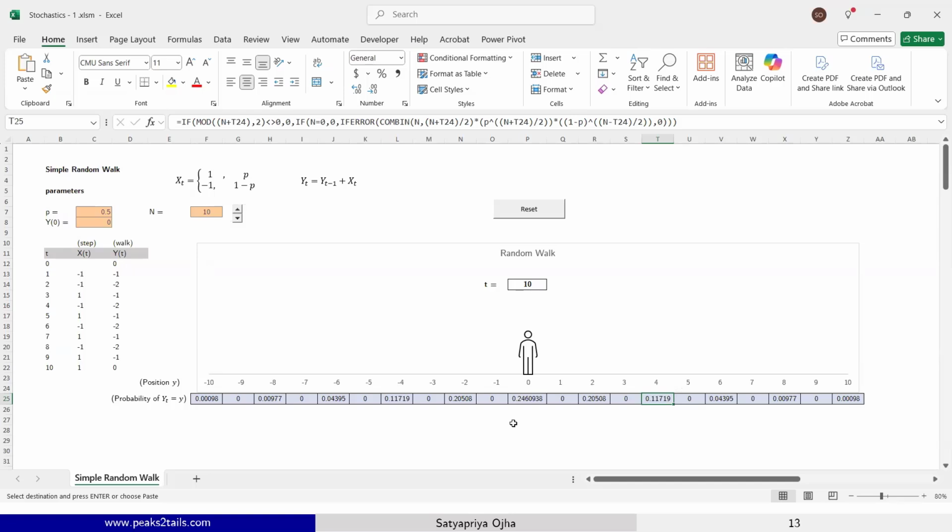Any questions so far? This is the picture you need to have in mind at all times. Whenever you hear the words simple random walk, this is the picture that should pop into your head. Okay? All right. So that is what I wanted to show you.